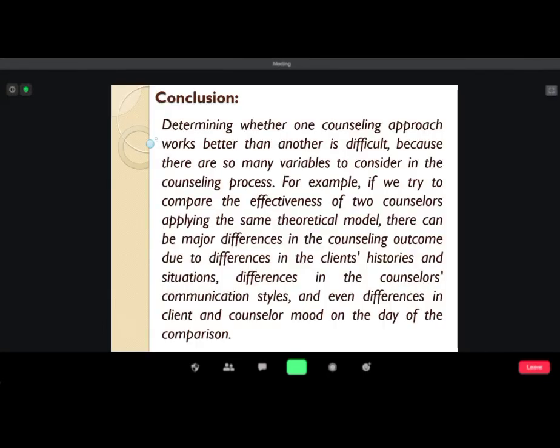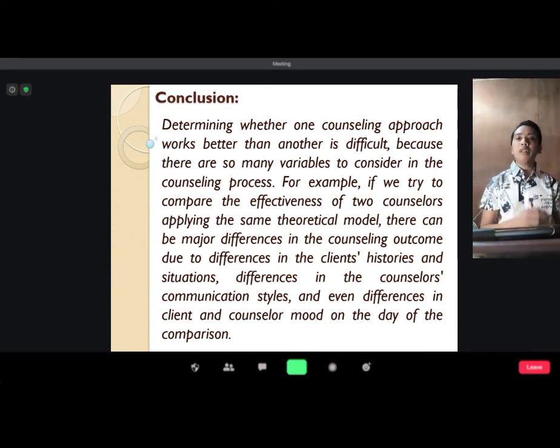But remember, in determining whether one counseling approach works better than another, it is very difficult kasi nga, because there are so many variables to consider in the counseling process. For example, if you try to compare the effectiveness of two counselors, halimbawa, applying the same theoretical model or strategy, there can be major differences in counseling outcome due to, first, of course, the differences in the client's histories, kumbaga, iba-iba tayo ng kliyente, and the situations.